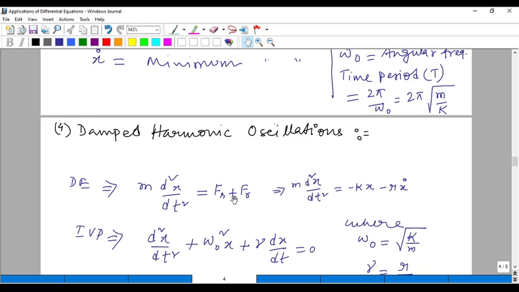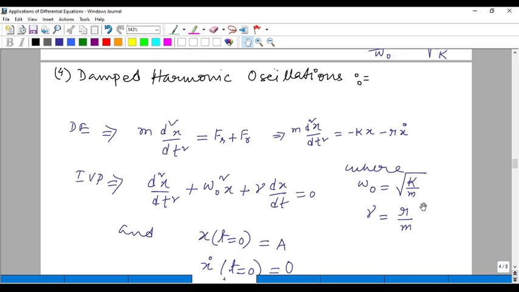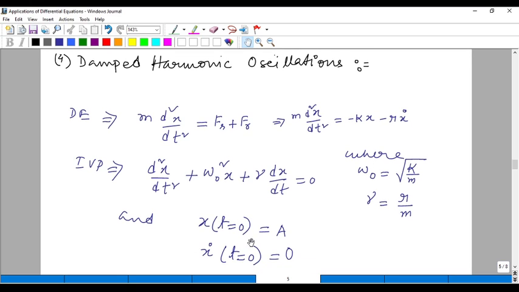So in this case, some resisting force or damping force will be present, and we know that f of r is equal to minus r x dot. So the equation of motion here, m d2x dt2 is equal to minus kx minus r x dot. The differential equation is different, with an extra term, minus r x dot, but the initial conditions are the same. That is, the displacement initially at t equal to 0 is equal to a, and the initial velocity is equal to 0.